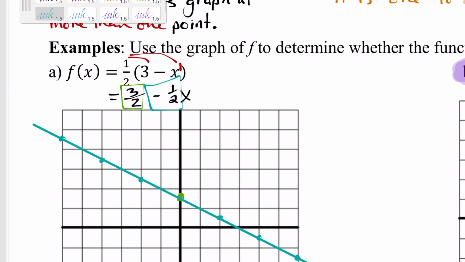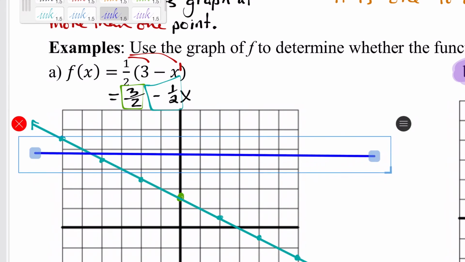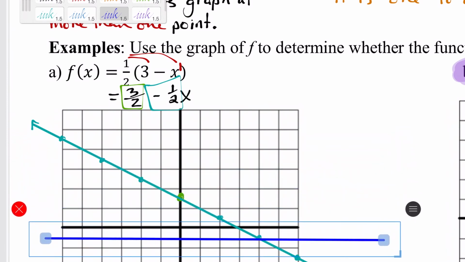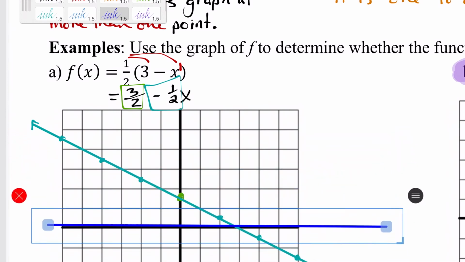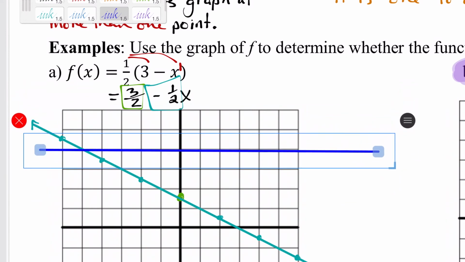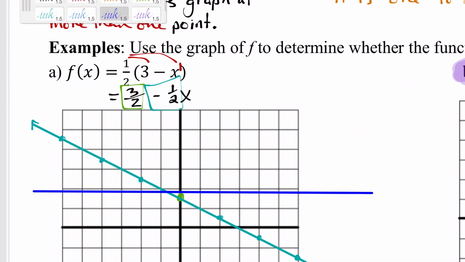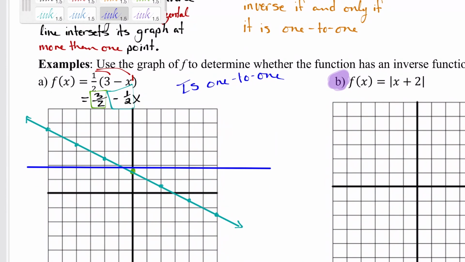So then to tell if this is a one-to-one function, I'm going to draw a horizontal line and move it across and see if there's any place where I would cross more than once. So moving this up and down, there's not a single part of the dark blue line that is being crossed by the light blue line more than one time. It's all just once. So this is a one-to-one function. So that means it has an inverse.